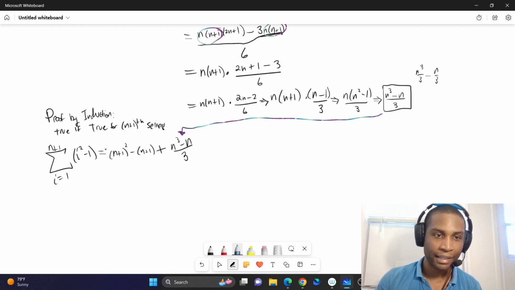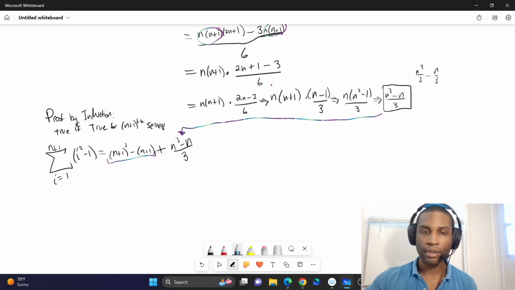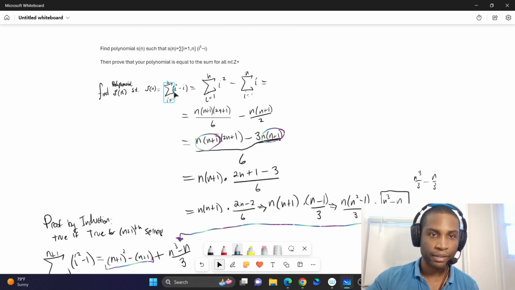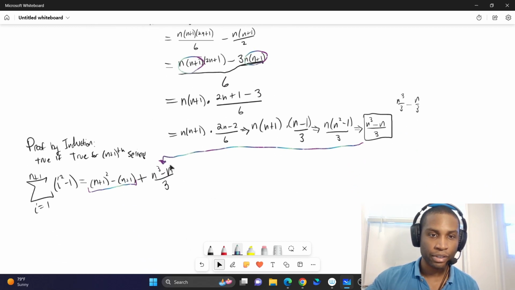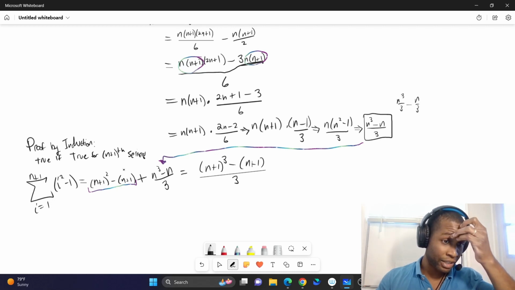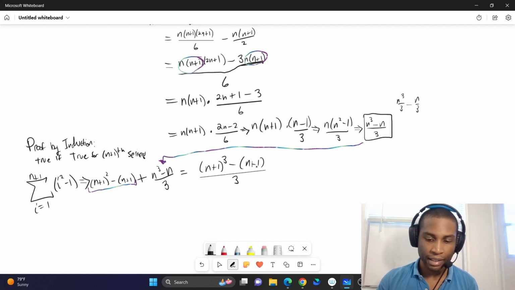If we add this to the original series that we were given here, it should equal the same value as if we were to plug in n plus 1 to the polynomial. So n plus 1 cubed minus n plus 1 all over 3. We just need to prove that this left side of the equation is equal to this right side of the equation. Okay, so let's go ahead and do that.